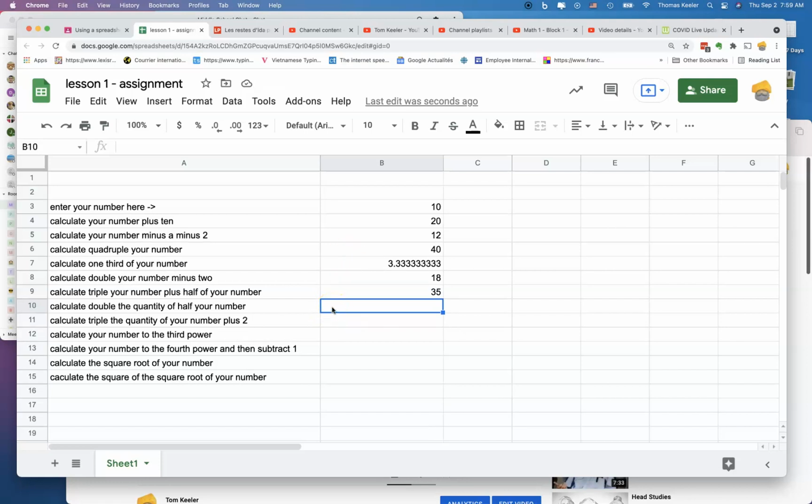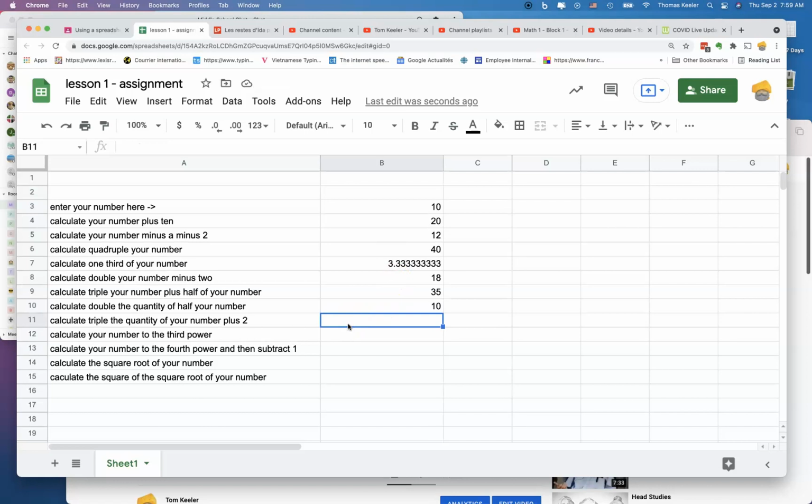Calculate double the quantity of half your number, okay? So this equals, okay, so quantity, so we're going to take half your number, B3, so B3 divided by 2, and we're going to double that. Okay, and so this is just sort of a teacher's little silly joke, right? If you cut your number in half and then double it, you should get your same number again. So the 10 ends up coming back out as 10.